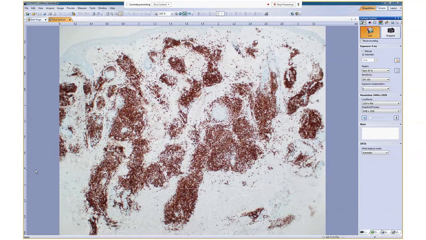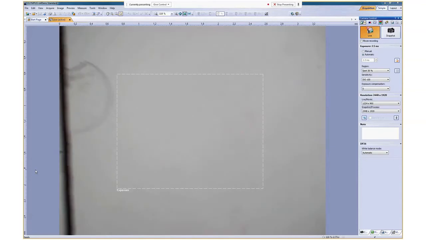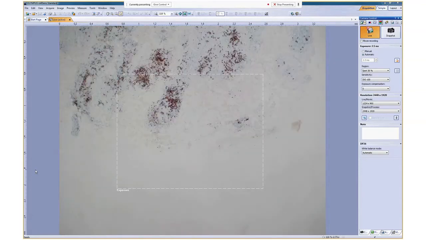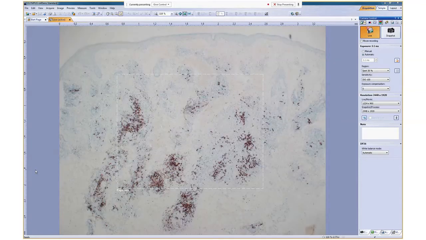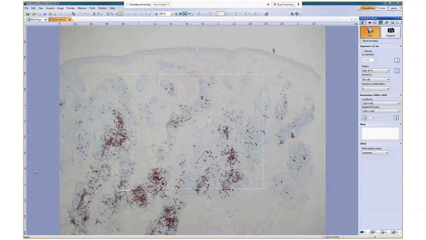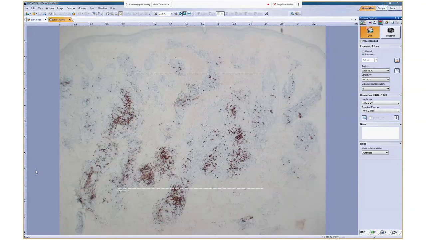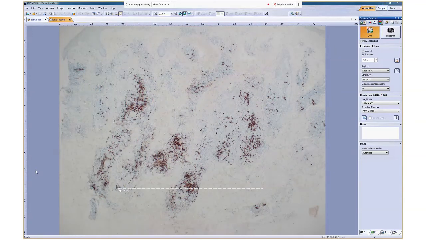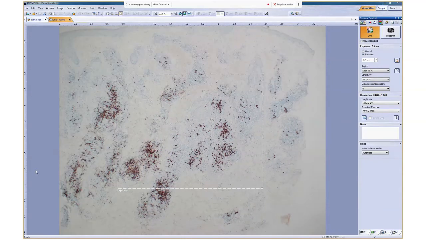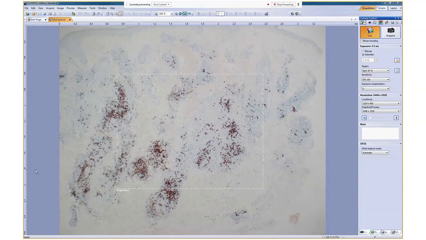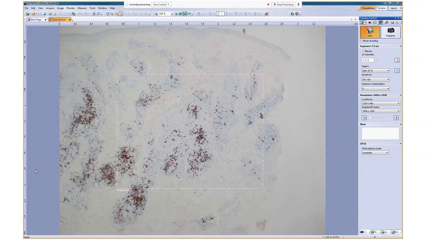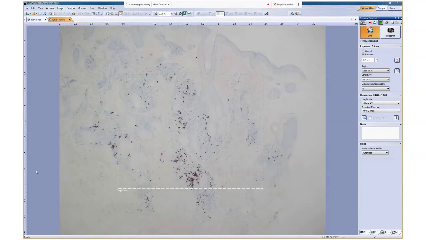Now let's look at the CD20. In contrast, CD20 stains B cells, and another feature for this disorder is the presence of clusters of admixed B lymphocytes that are CD20 positive. And you can see the CD20 positive clusters that are nested within the zones that contain predominantly CD3 positive T cells.